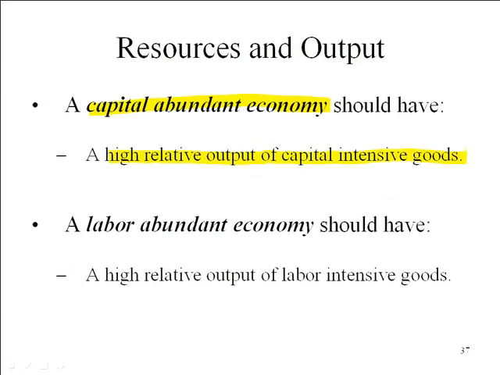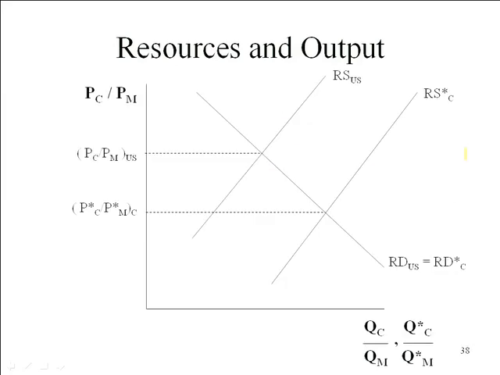If we look at our relative supply and demand curves, we have to be careful here in terms of what we have on the axes. Notice on the vertical axis I've got the relative price of cloth, which is the labor-intensive good, and on the horizontal axis we have the relative quantity of cloth being produced. Cloth, as we discussed last time, is a labor-intensive good, and China was a labor-abundant country. So China will end up with a relative supply curve for cloth that is further to the right than the relative supply curve for the U.S.